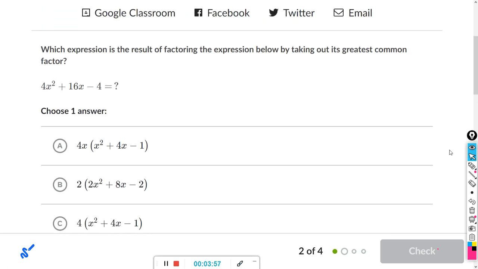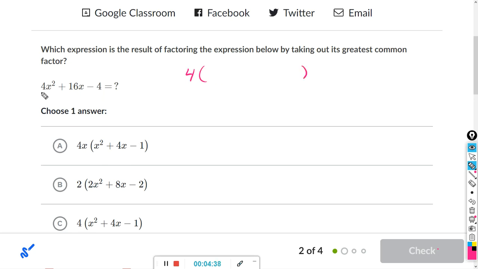All right, so let's see here. Which expression is the result of factoring the expression below by taking out its greatest common factor? Okay, so we have a 4x squared, so we can't divide by anything more than 4. Once we divide this by 4, we're going to have x squared. So obviously 4 is divisible by 4, 16 is divisible by 4, and so is negative 4. All right, so we factor out a 4 by dividing each of these terms by 4.